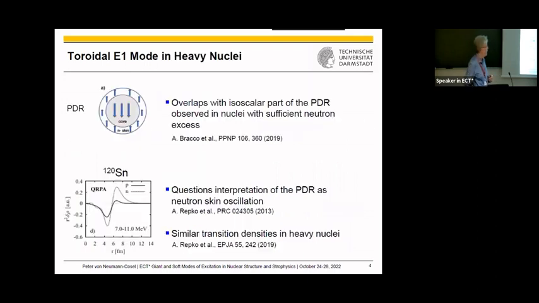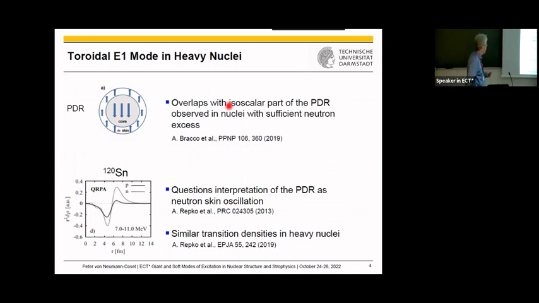Okay, there's also a connection to a thing we discussed heavily yesterday, the so-called Pygmy resonance or low energy dipole strengths, because you will see that energetically it overlaps with the region where we discussed that the Pygmy resonance appears. I mean, particularly the isoscalar part, because this is an isoscalar mode.